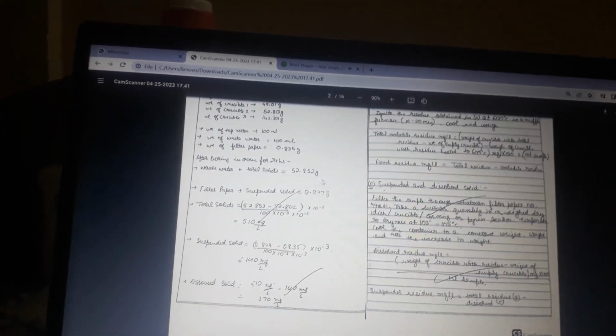Then suspended solids is equal to, this comes the answer. Then dissolved solid. Note here.